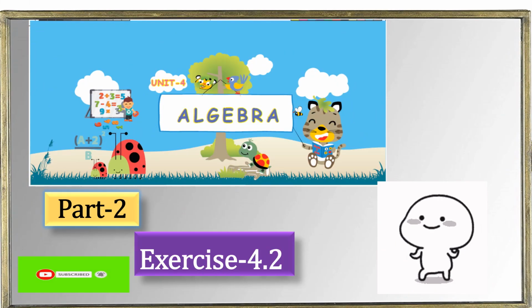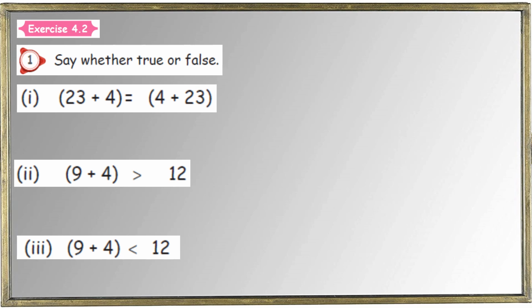Term 3, Unit 4 Algebra. In this session, we are going to learn about Part 2, Exercise 4.2. So first one, say true or false. True means the statement is correct, and false means the statement is wrong.